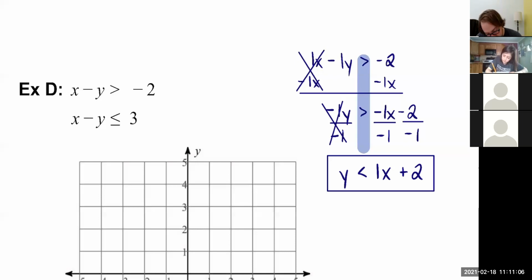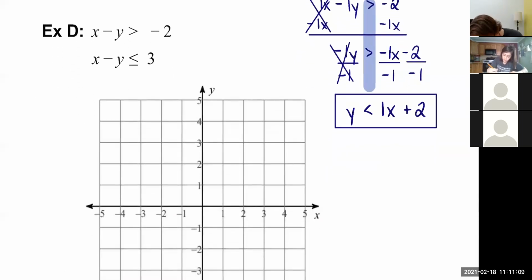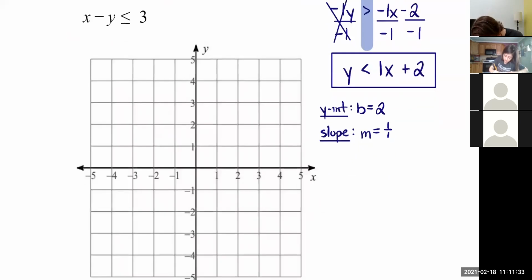So far, so good. From that, I can then write that the y-intercept is going to be a positive 2. The slope is 1, but I'm going to write that as 1 over 1. It's going to give me that rise and run that I'm looking for. And then according to the inequality sign, which is a less than symbol, I'm going to be using a dashed line. And I'm going to shade below.